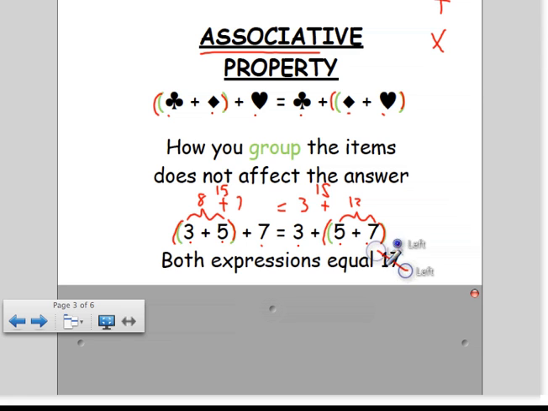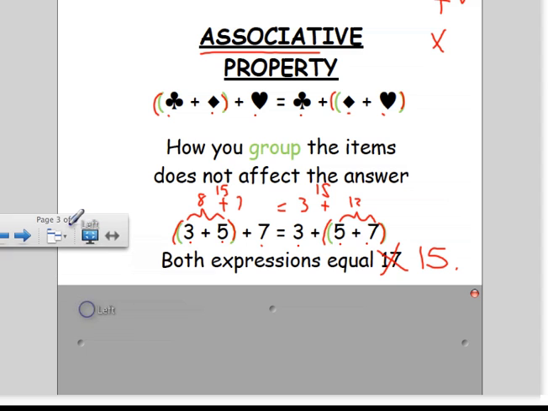You can see there's actually a mistake here on my poster. It should say both expressions equal 15. So you just see that mistake. So it does work for addition. This also works for multiplication.